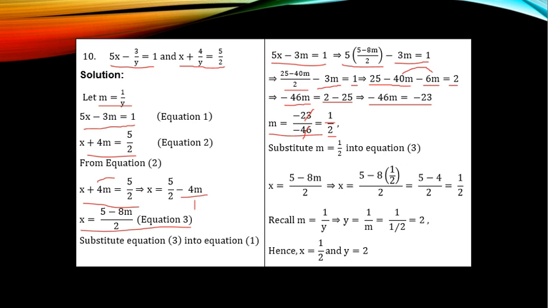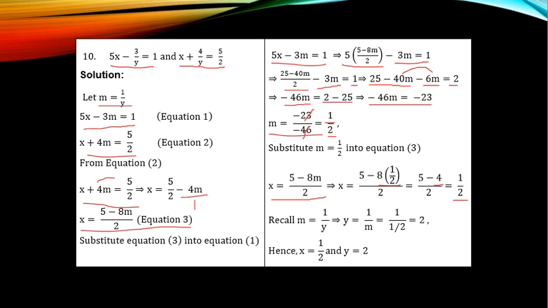Now that we know m, we have to solve for s, and we recall equation 3 where s is already the subject, and it is this. Where you see m, you put 1 over 2. See that? You divide 8 by 2. In other words, 8 times 1 divided by 2 is 4. So you have 5 minus 4 over 2, and that is 1 over 2. So therefore, m is equal to 1 over 2 and s is equal to 1 over 2.